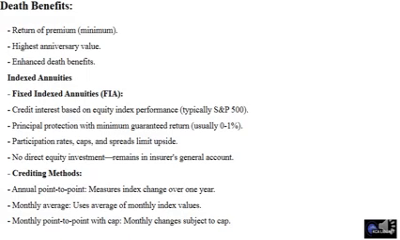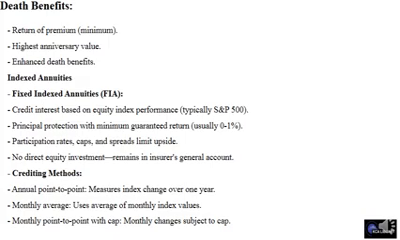Then the index annuity, fixed index annuity, that is FIA, credits interest based on an equity index performance, typically the S&P 500. Principal protection with a minimum guarantee rate, usually 0 to 1%. They have participation rates, caps and spreads that limit the upside. No direct equity investments; the money remains in the insurer's general account.